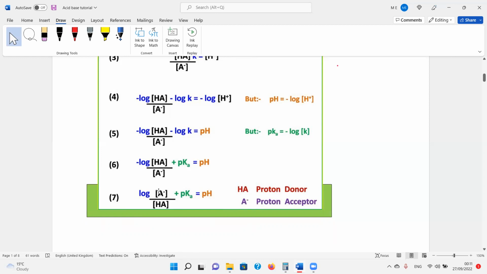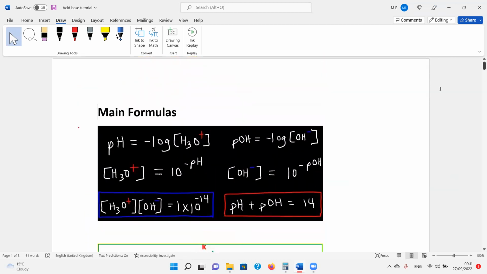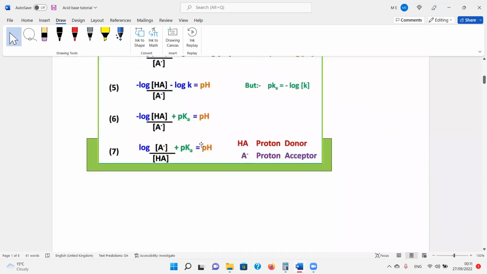So this is the fifth relation that we need to learn today. So the first relation was this one. The second relation is this one. Third relation is this. Fourth is that. And the fifth is this equation. Fine. Okay. Now we came to know about strong acid, how to deal with it. Strong base is the same thing.